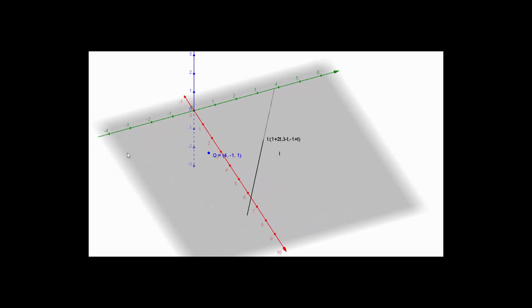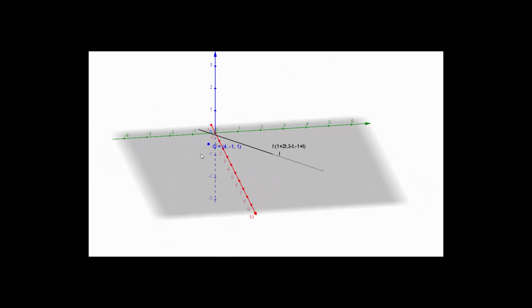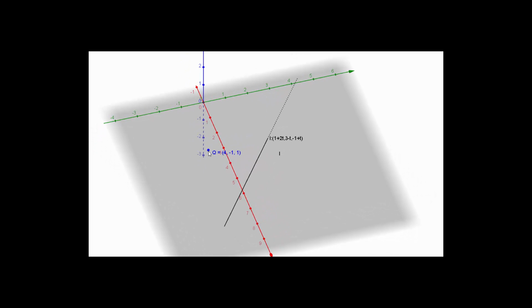And if you take a look, we've got the axes and we've got the line, and you can see the XY plane here, which is where everything disappears. Okay, now we need to find the distance from this point to this line.